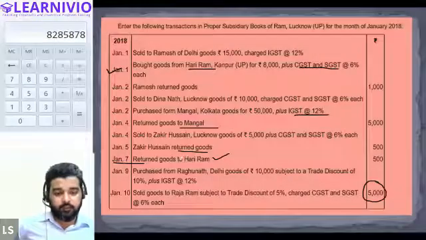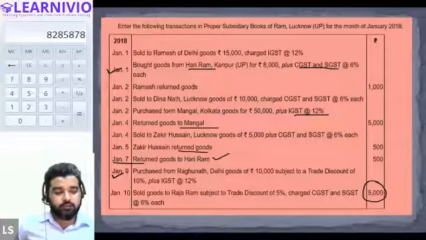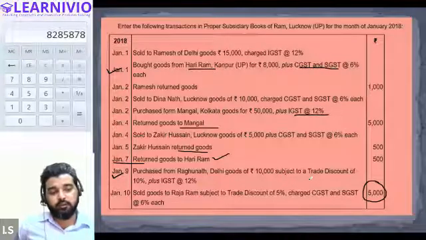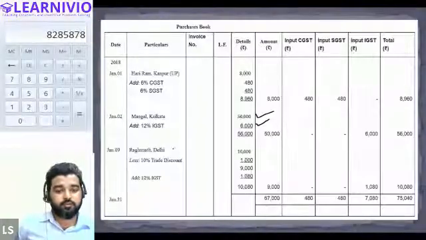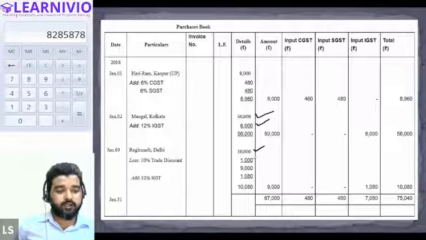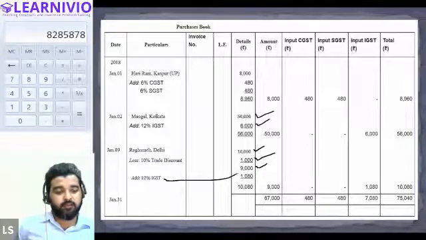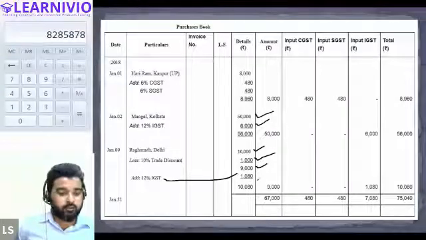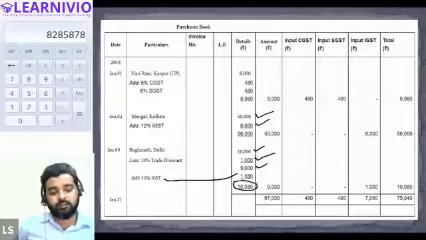Now on January 9th, purchase from Raghunath, Delhi, goods of rupees 10,000 subject to a trade discount of 10%. So this will be recorded in the purchase book. We are purchasing goods of rupees 10,000 at a trade discount of 1,000, and the final value after discount is 9,000. On this IGST will be applicable. 12% of 9,000 is 1,080 rupees. So after adding the tax, we have the total amount as 10,080 rupees.